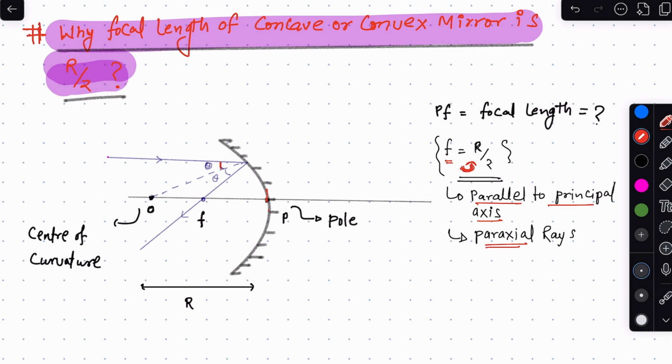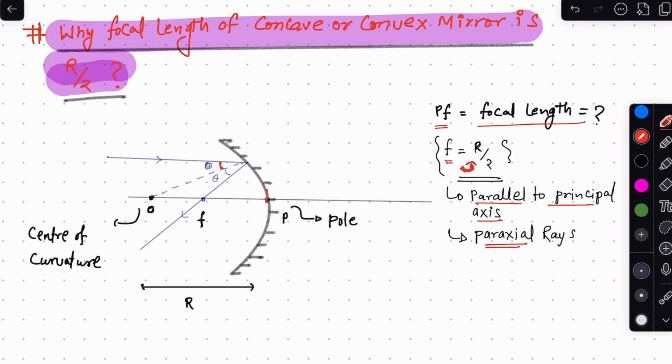Here I'm taking a ray which is falling at an angle theta, and now theta is not very small. I'm taking it as not a small value. Let us find out what the PF value will be when theta is not small.